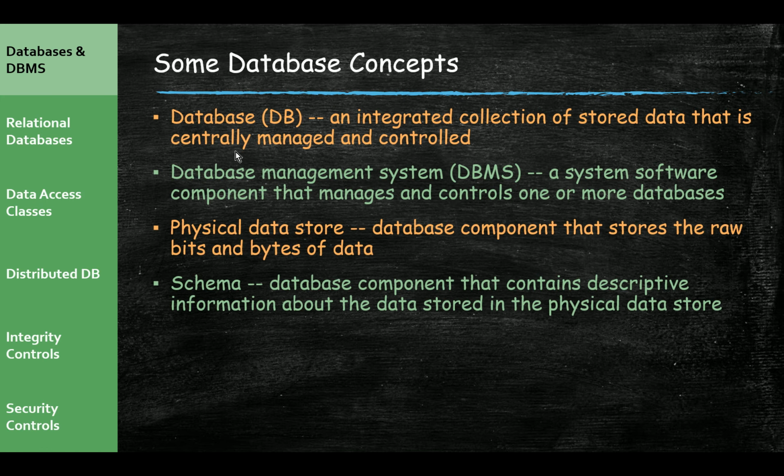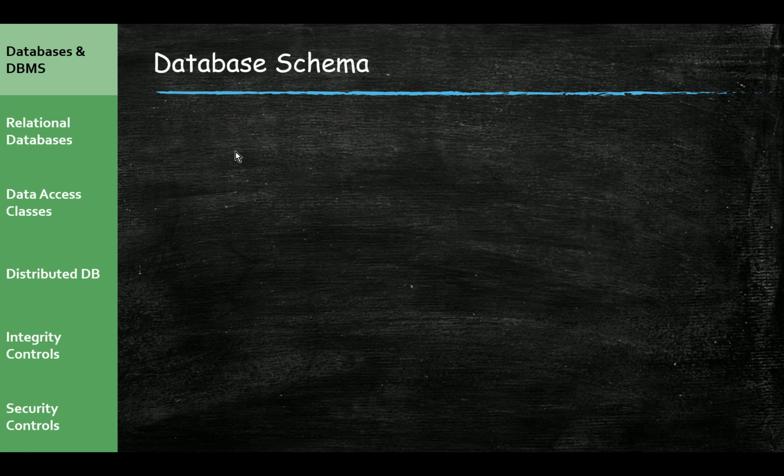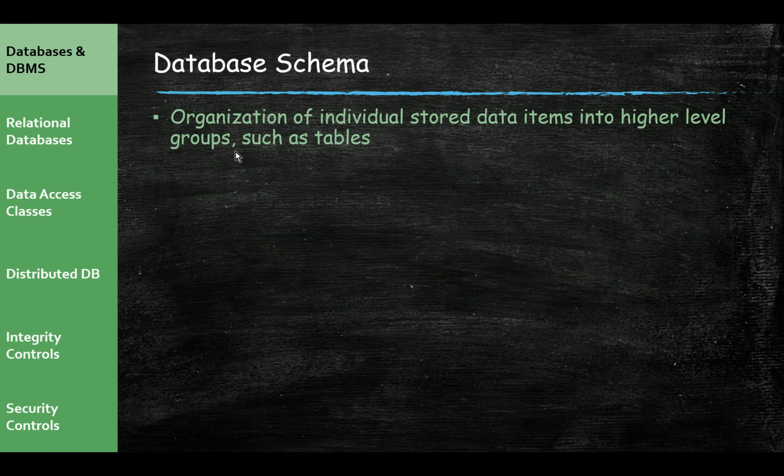A schema is the database component that contains the descriptive information about the data stored in the physical data store. Almost every database management system has a way to define the schema of the database. In other words, the tables, the columns, the keys, the indexes, all that metadata that describes the data. So a database schema, let's talk about that first. It is an organization of individual stored data items into higher level groups such as tables. Usually in a database schema, we talk about tables, or in some cases, people call them relations.